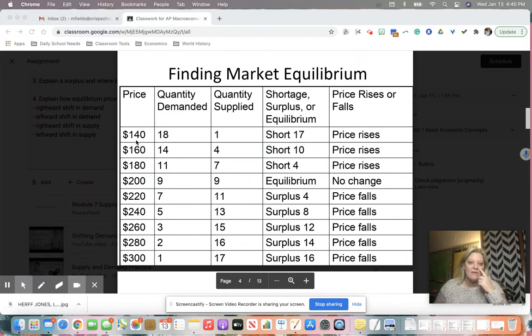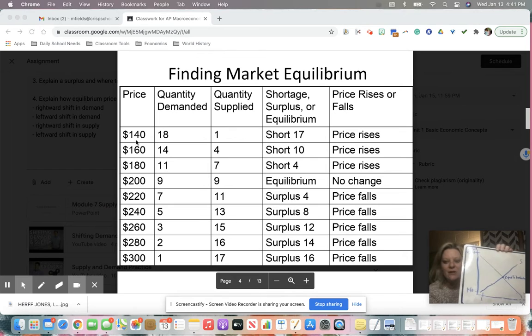Once you have finished graphing the curve, you should see that your graph is going to intersect right here. This is your equilibrium, and you want to label that equilibrium. So the center, the X, I'm going to call that the happy place. The happy place is equilibrium. It is where quantity supplied and quantity demanded are equal.